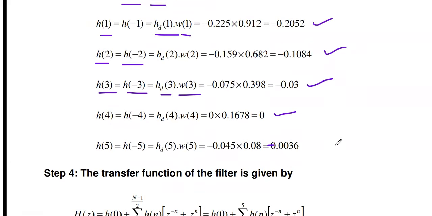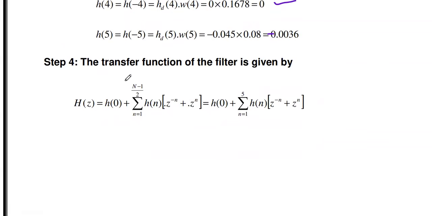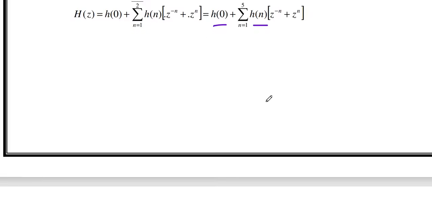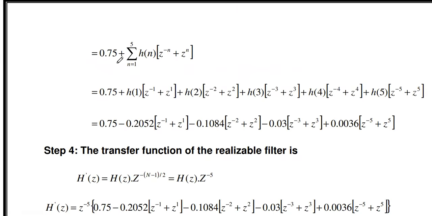Then after calculating H of n, what is the next step? We have to find the transfer function. You know the formula. The transfer function for the symmetric FIR filter is H of 0 plus summation n equal to 1 to (N minus 1) by 2. Here (N minus 1) by 2 is 5. H of n into z power minus n plus z power plus n. Then you substitute this H of 0 and H of n value here. So you just expand it.